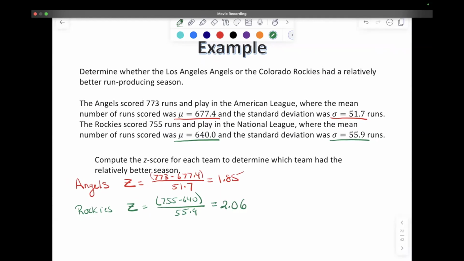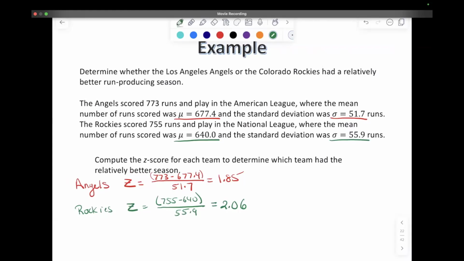All right. So for the Angels, I got 1.85, and for the Rockies, I got 2.06. So relatively, the Rockies did better. In fact, they had an outlier of a season. Their season was really good because their z-score is 2.06. Since it's greater than 2, their season was an outlier. So yes, they scored fewer runs overall, but compared to the average and the standard deviation in the National League, they did really well. They had a better season.